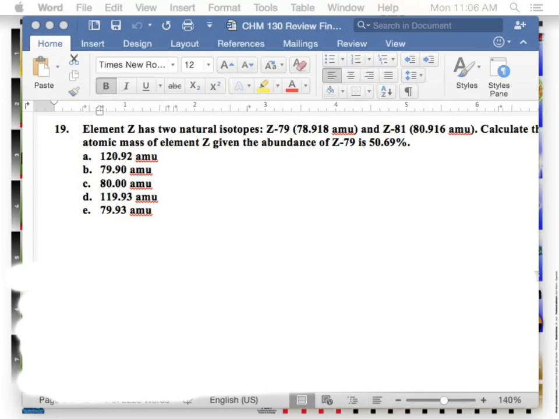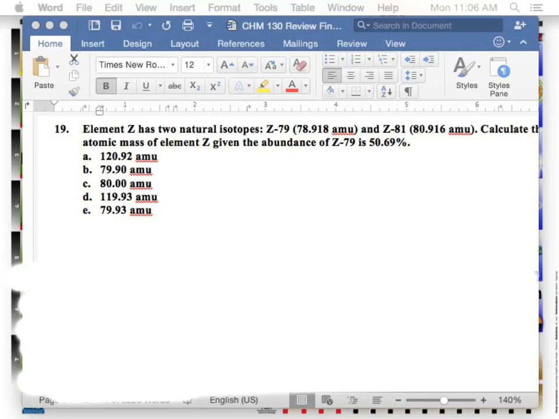the average mass. So you've only got 2. If you only have 2, we could add both of them together and divide by 2. Unfortunately, that will be wrong. It'll be close, but it's wrong. Why is that wrong? Abundance. If we just divide by 2, we are assuming they both make up 50%.